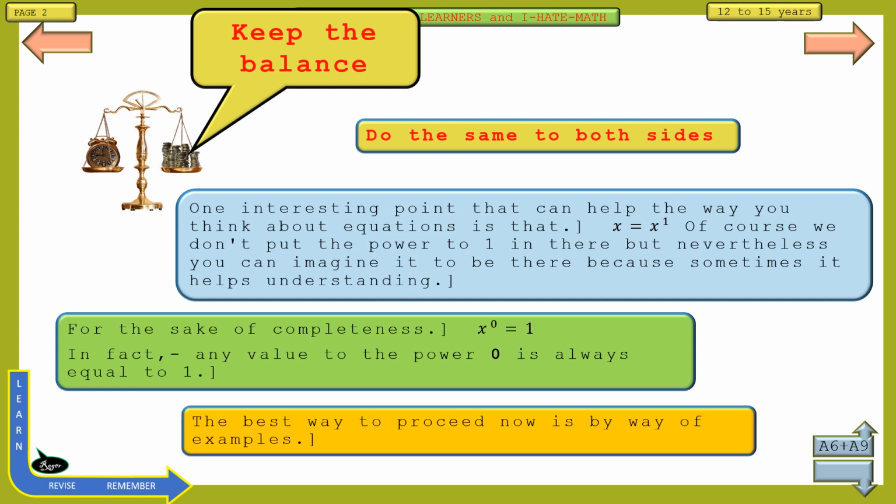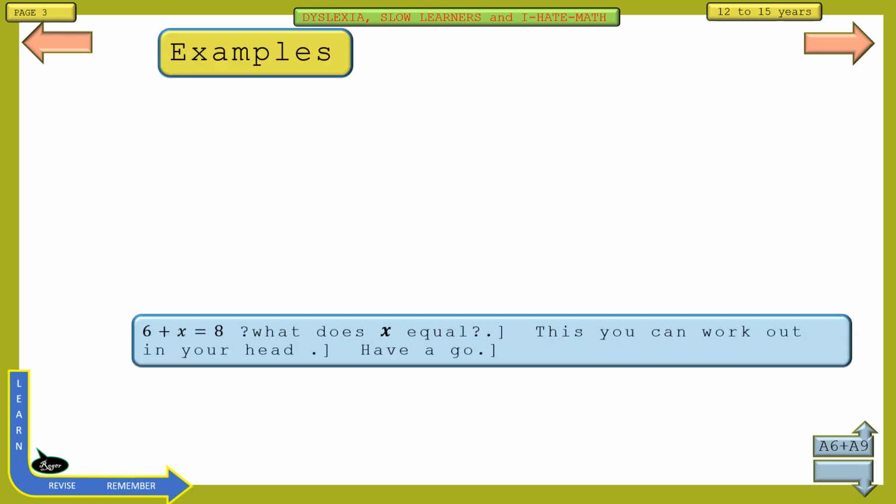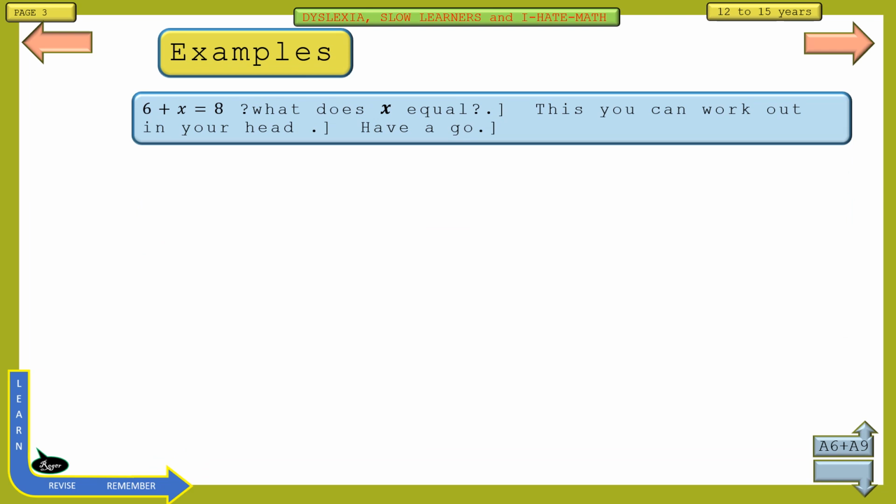The best way to proceed now is by way of examples. As I said, here are some examples. 6 plus x equals 8. What does x equal? This you can work out in your head. Have a go. Correct. x equals 2.